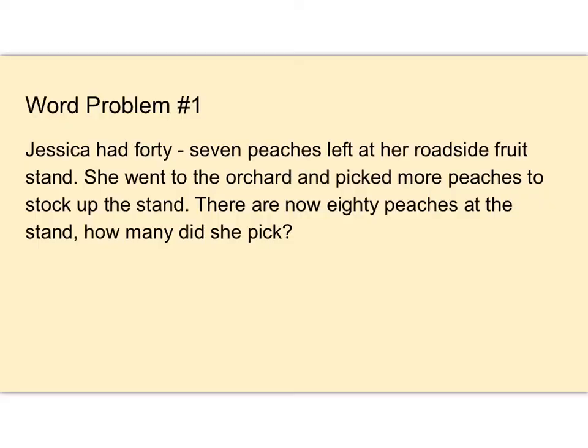All right, Jessica had 47 peaches left at her roadside fruit stand. She went to the orchard and picked more peaches to stock up the stand. There are now 80 peaches at the stand. How many did she pick? So our unknown is the number of peaches picked. And we'll call that P.